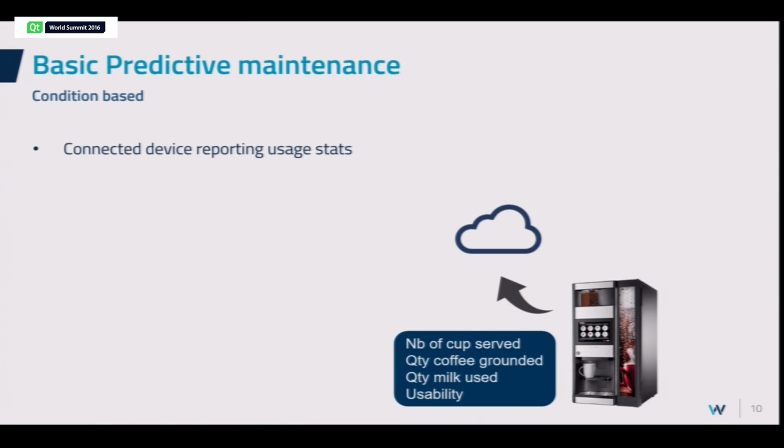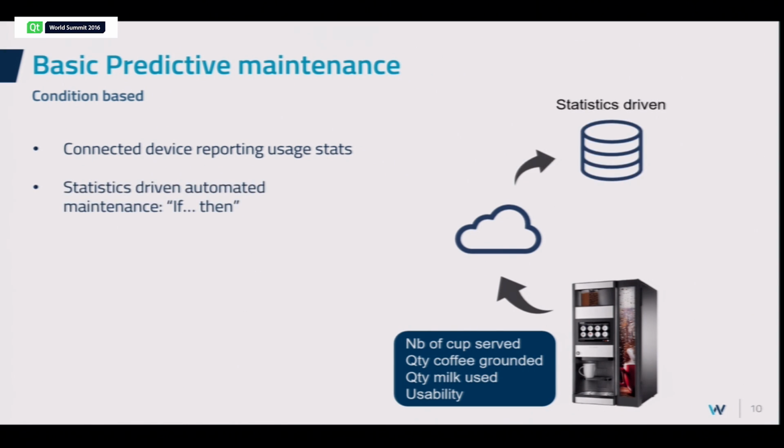So let's have a look at the basic condition-based approach. We have our coffee machine like the one we have at our booth, and we can just send some simple information, for example, the number of cups served or the quantity of coffee ground, and we can send all that to the cloud. We'll explain a bit later why the cloud especially. And then simply in the cloud, if we have made, for example, 1,000 cups, probably we should check the motor. So at that point we will signal a technician that he needs to be present on site and check the machine to make sure everything is okay.